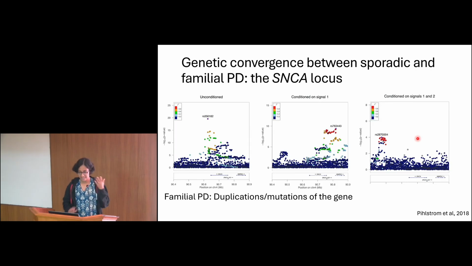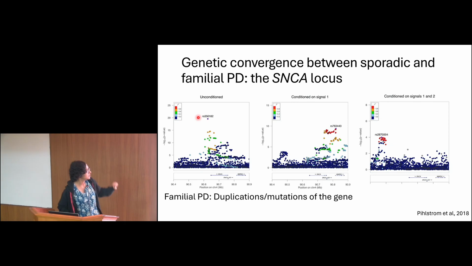Similarly, at the SNCA locus, this was another one of those top hits that came up from the GWAS, and researchers really went and dug deep to figure out what's going on. So on the plot on the left, the y-axis shows the significance, the p-value of the association, across this window on chromosome 4, and you see this one signal really stand out. They saw that there is this one variant near SNCA that is really associated with PD.